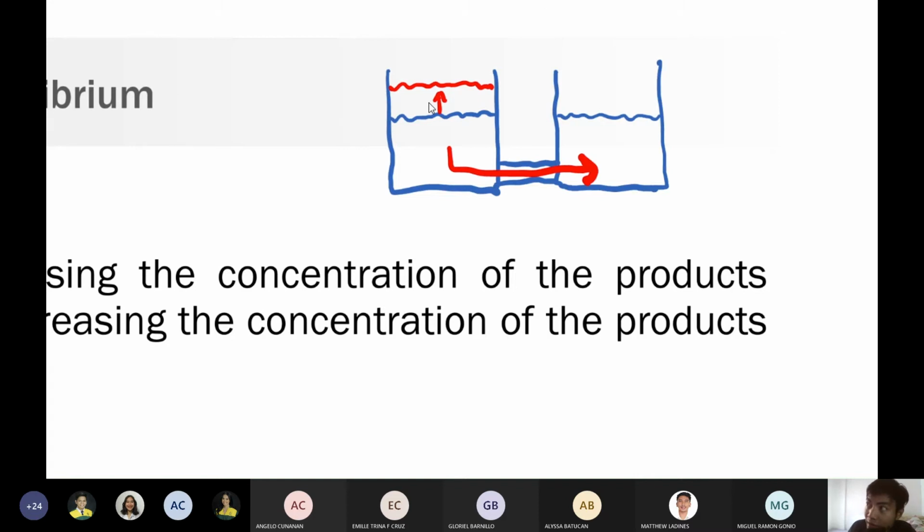No? Kasi mas mataas yung water level dito. So that means para mag-balance sila, yung ibang tubig magta-travel papunta sa right side, no? To achieve the balance again. Okay? Ayun lang yung logic dyan.